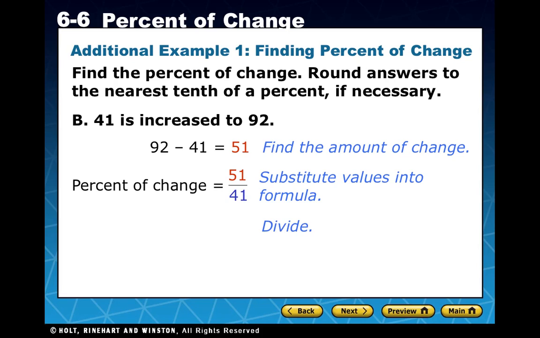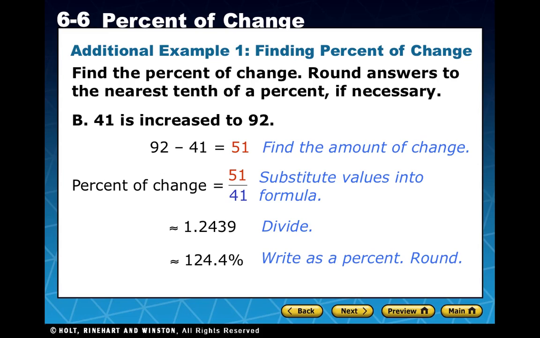So 51 divided by 41, and we have 1.2, but that's okay, we're going to have more than 100%, but looking at the numbers we had, 41 is going to be more than doubled to 92. So we're going to write our answer as 124.4%. That 3 gets rounded up to a 4 because a 9 is the next number. So the percent of increase is about 124.4 degrees. Sorry, percent.